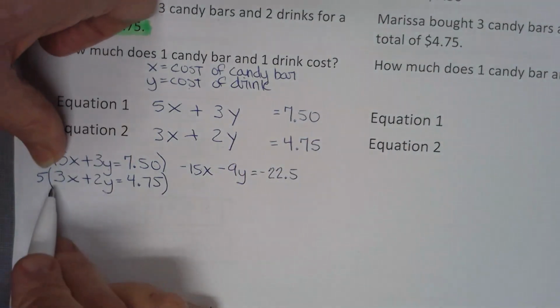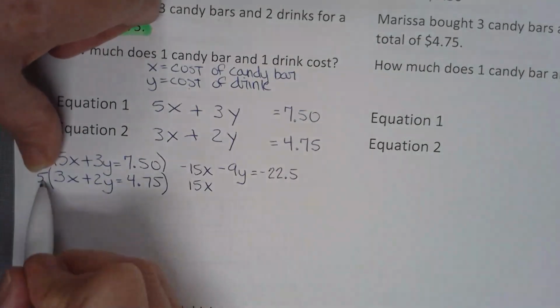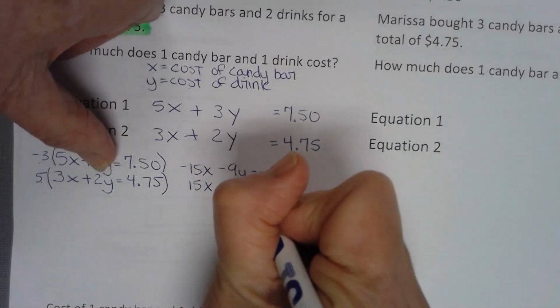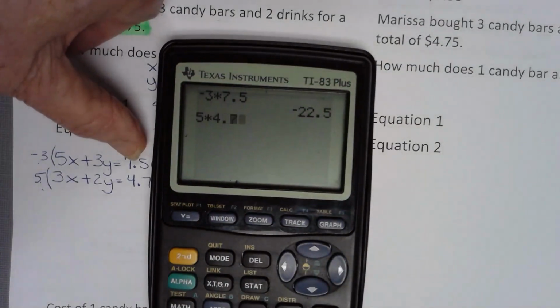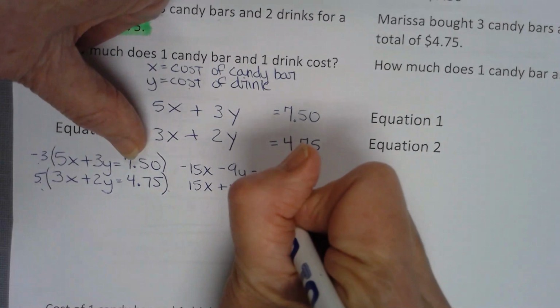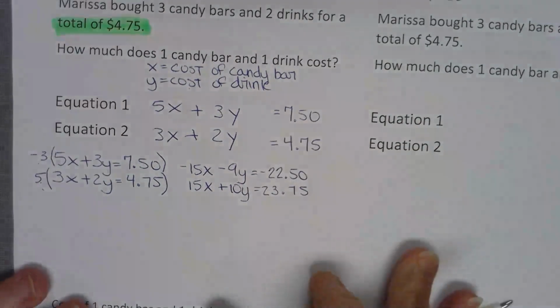Okay, and now let's do the same thing here. 5 times 3 is 15x. 5 times 2 is a positive 10y, and then 5 times $4.75 is $23.75. You can put a 0 on that if it makes you feel good.